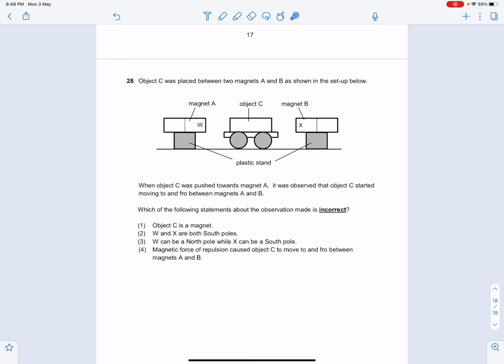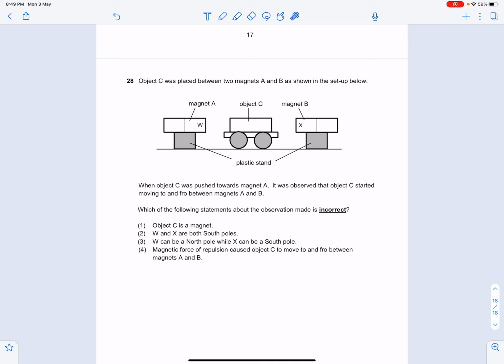So right off the top, I am just thinking to myself that when the object is being pushed to this side and then it started going back and forth, object C is a magnet as well. That's my guess. Because if not the case, then why would it be pushed back and forth? And what happened is that these two are like poles and these two are also like poles.